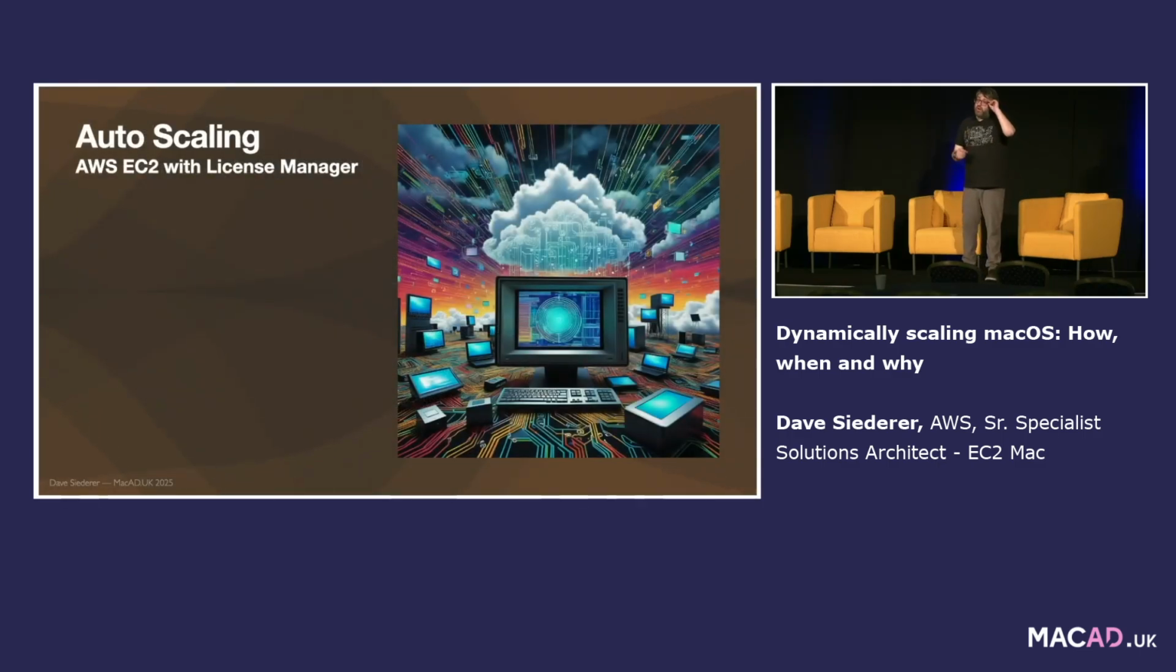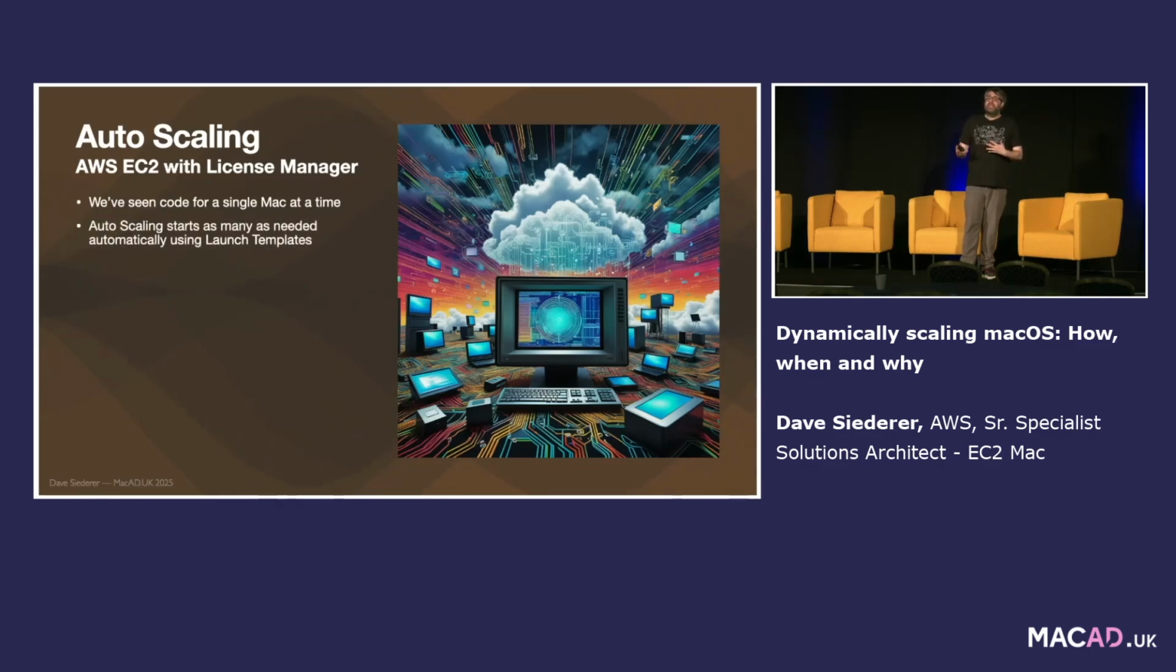And I do want to mention auto-scaling here because if you've used any of the Amazon EC2 stuff, there is auto-scaling a lot for Linux, for other instance types. So yeah, once we've seen our code for a single Mac at a time, the idea of auto-scaling is to launch as many as you need to with as little friction as possible.